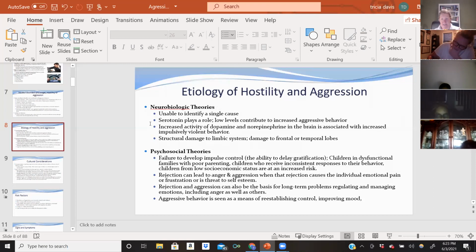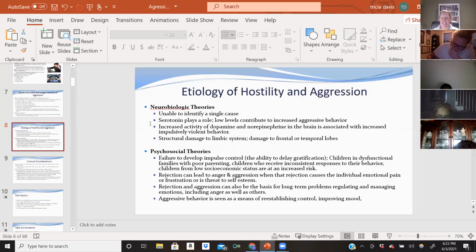So that's delayed gratification. We see it in children that come from dysfunctional families where there's poor parenting, or children who receive inconsistent responses to their behavior. We see this a lot in families where children get a response from their parents all the time for negative behavior, but they don't get anything when they have positive behaviors, then children just learn to only respond to negative behaviors.